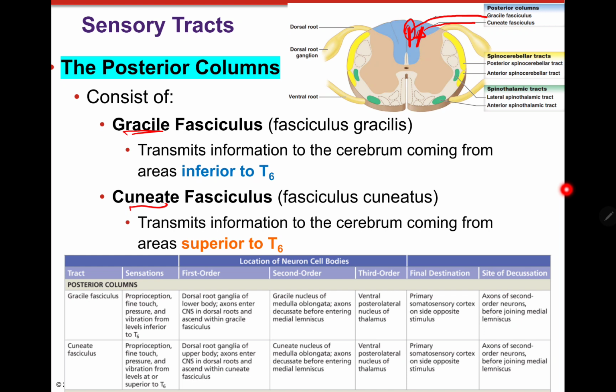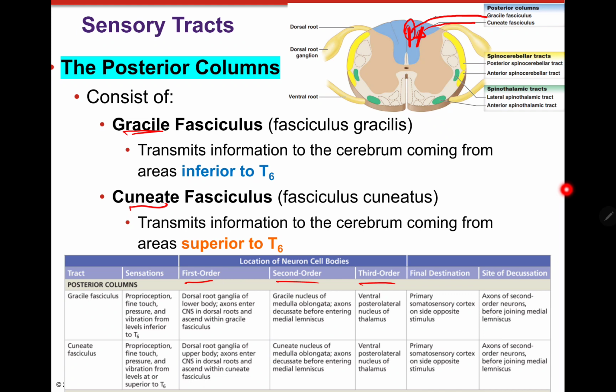Okay, and again, you can see here on our table down here, we're going to have a first order, a second order, and a third order neuron. And again, these are just carrying proprioception, fine touch, pressure, vibrations from your body. Again, gracile fasciculus is carrying that information inferior to T6, whereas the cuneate fasciculus is carrying information up your spinal cord superior to T6. And they all have a final destination in the primary somatosensory cortex on the side opposite of that stimulus, okay?